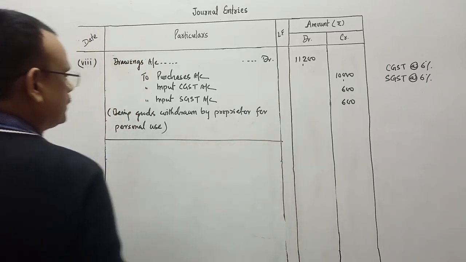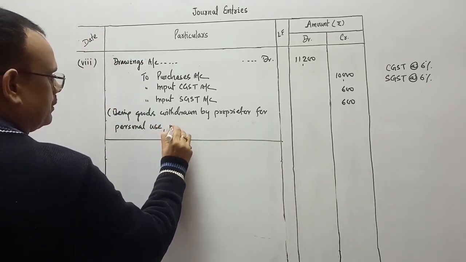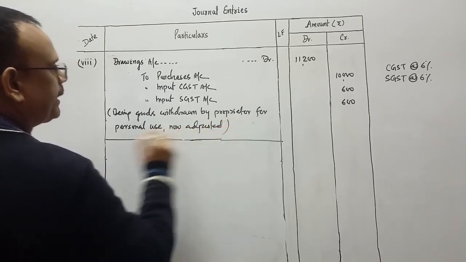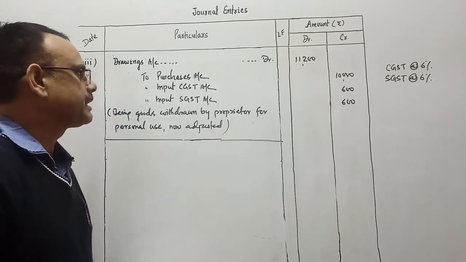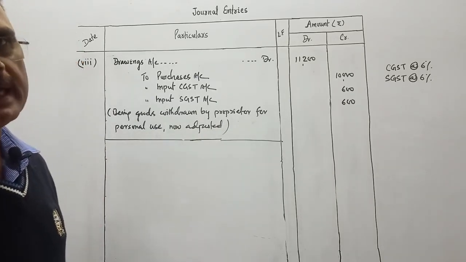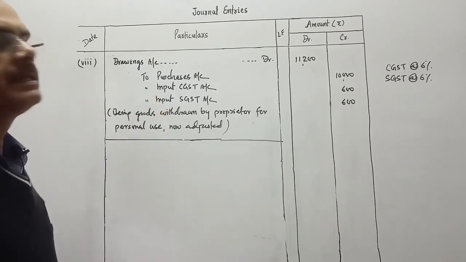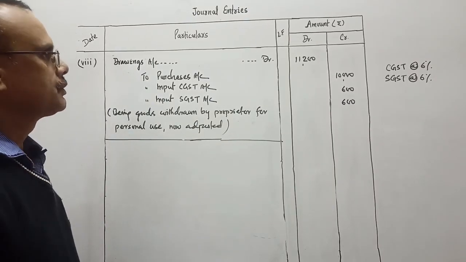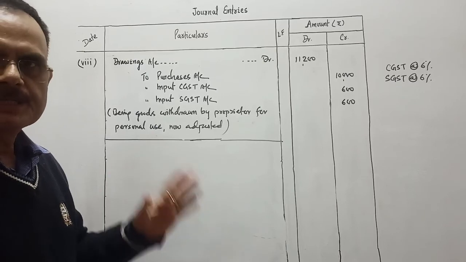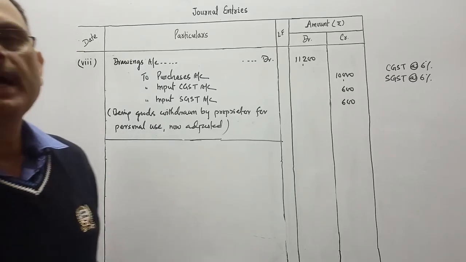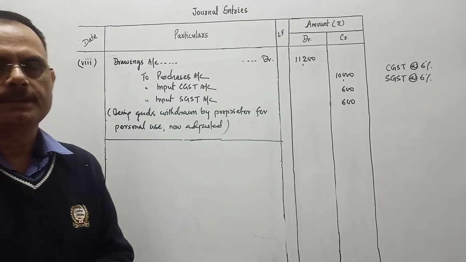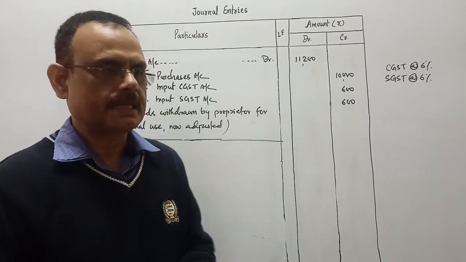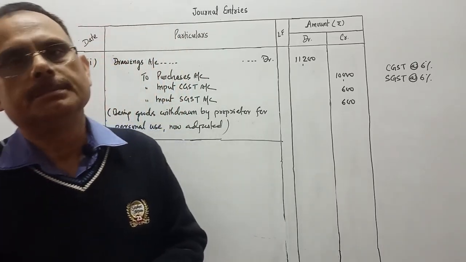So drawings account debit to purchase account, to input CGST, to input SGST. These are reversal entries passed for input CGST and input SGST. Is it clear? These are the adjustment entries we have to pass while preparing the financial statements, so that we know the true profit or loss of the business and the true financial position of the business.